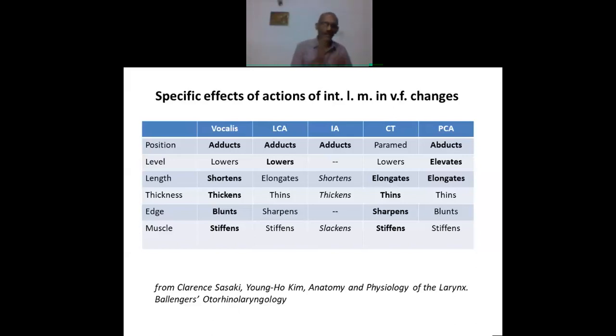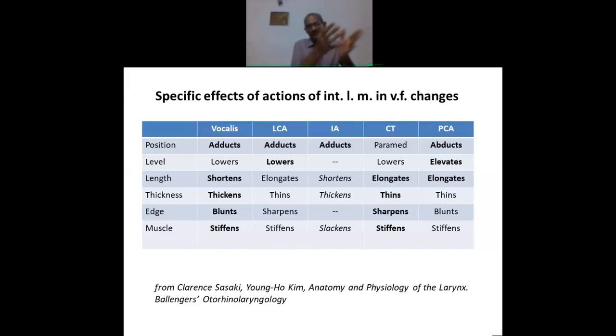Now we come straight to this side. The LCA, as I said, adducts, and also remember, it lowers to a certain extent. So the main two actions of the lateral cricoarytenoid: we know it's an adductor, but it also lowers to a certain extent. It very mildly shortens, thickens, and slackens. That's okay.